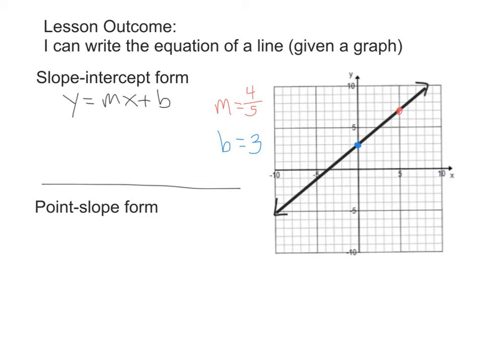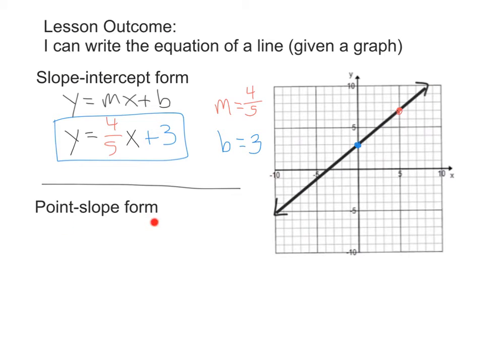And now all we need to do is put those two values for m and b into our equation. So y equals our m value, which is 4/5, and then we need the x there for sure, and then plus 3. So this is the equation for this line shown on the coordinate plane.